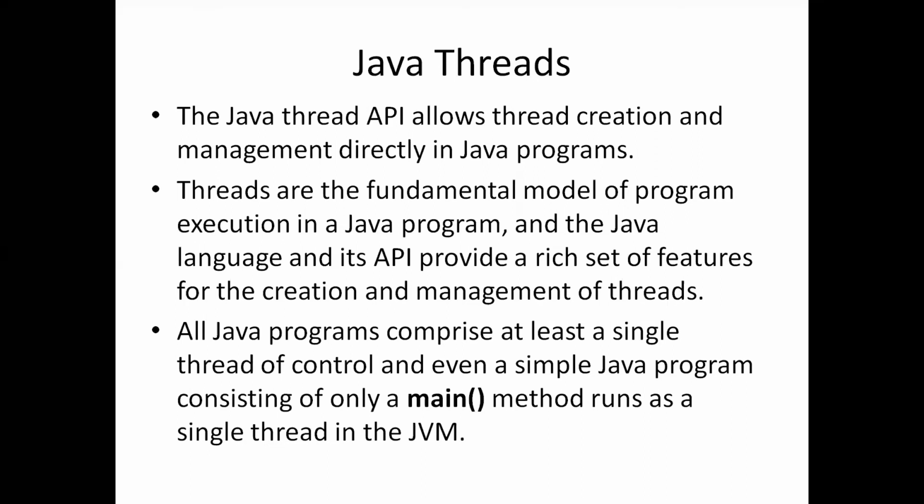And all Java programs comprise at least a single thread of control. Even a simple Java program consisting of only a main method runs as a single thread in a JVM. All Java programs will comprise at least one thread of control. If we say a simple program which consists of only a main method, that will run as a single thread in the JVM. JVM is nothing but Java Virtual Machine.